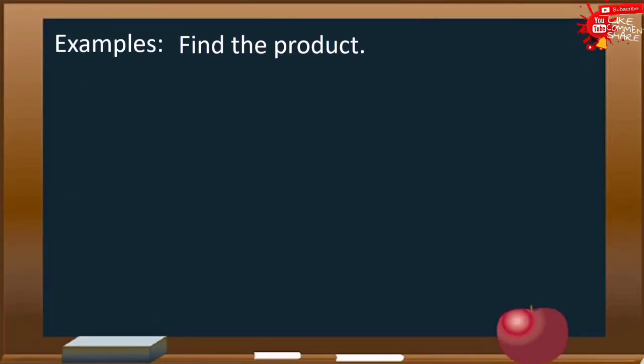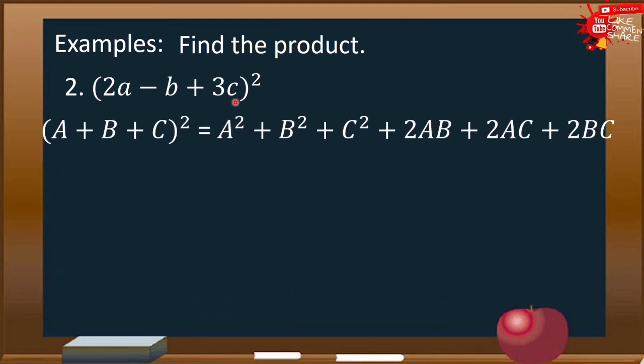Our second example: the square of 2a minus b plus 3c. And of course, do not forget our formula: the square of a plus b plus c is equal to a squared plus b squared plus c squared plus 2ab plus 2ac plus 2bc. Then let us identify the values of a, b, and c so that we can substitute them into our equation. Our a is 2a, our b is negative b, and our c is 3c.